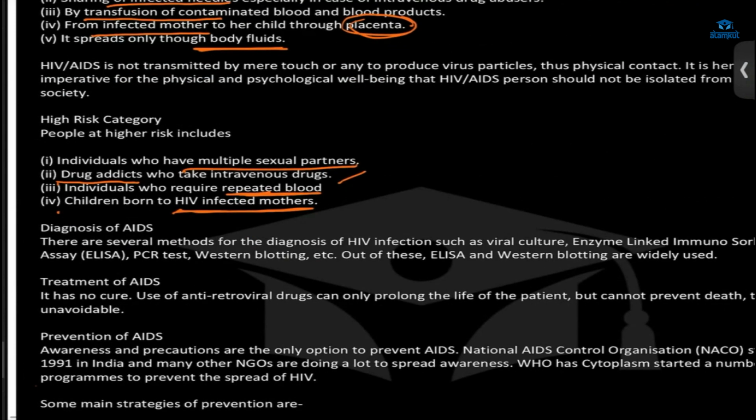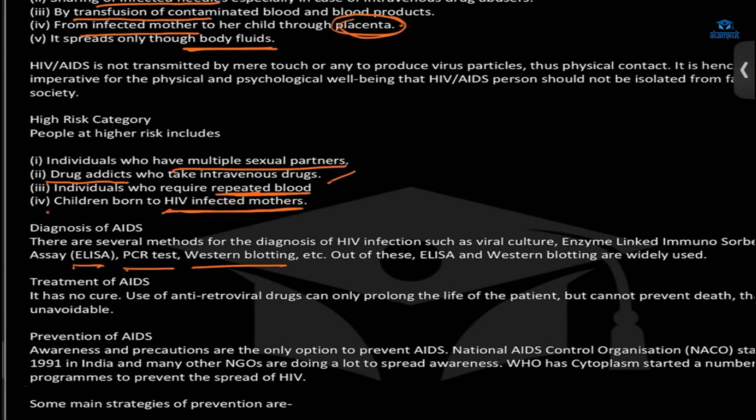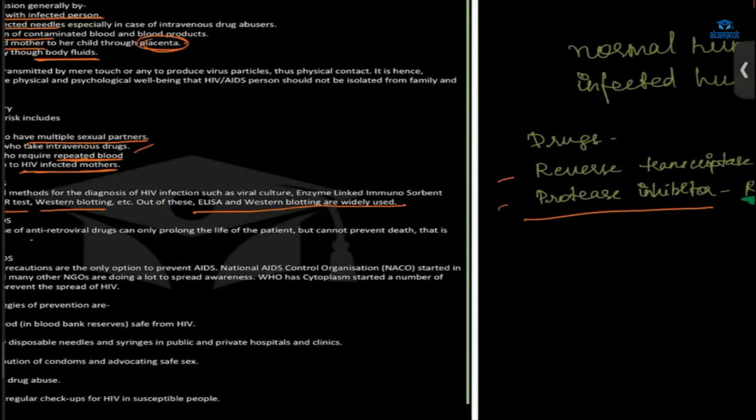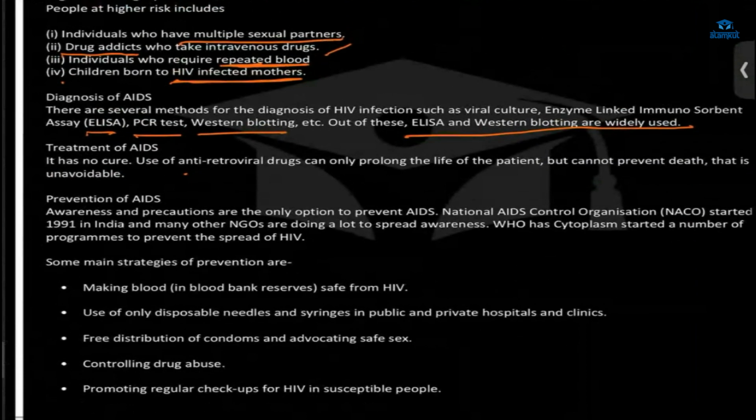And how do we diagnose that? With a test called ELISA, and also the PCR test and Western blotting. ELISA and Western blotting are widely used. Next, the treatment: there is no cure, only antiretroviral drugs. Then the prevention.